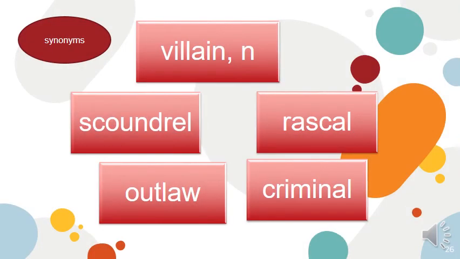Villain, which is the last word for today, is a noun, and it means an evil or wicked person or character, especially in a story or play. And we have the synonyms of villain include scoundrel, rascal, outlaw, and criminal. Of course, villain means a wicked person. So we have here also outlaw, and criminal means somebody who does or who did a crime.